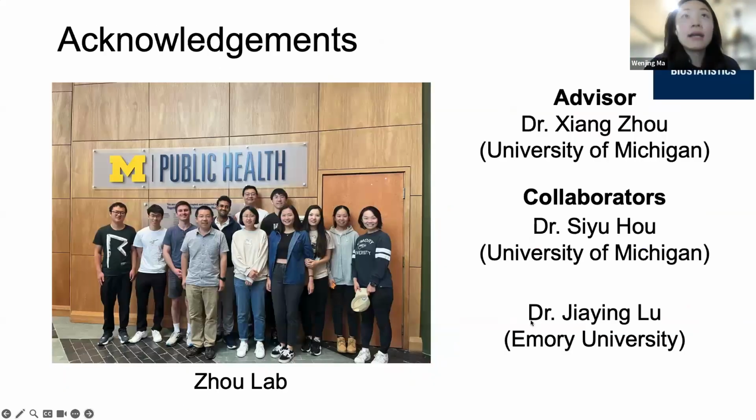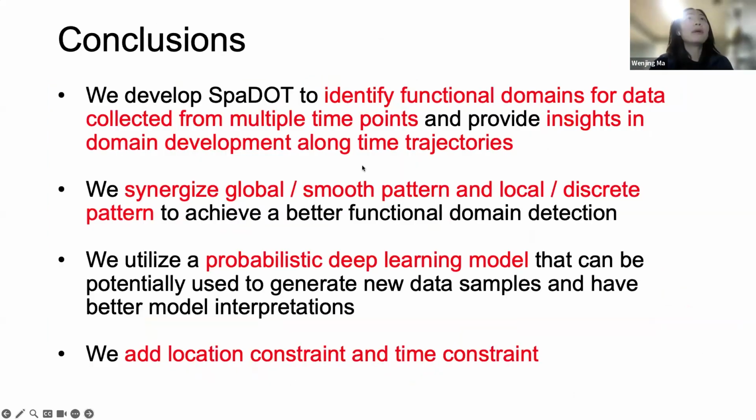So maybe in the end, I'll just go with a quick conclusion that we developed this spatial method to identify these functional domains for data collected from multiple time points, which is the spatial temporal setting, and we want to provide insights in the domain development along the time trajectory, either the disappearance or emergence or split. And we try to synergize the global and smooth pattern and also local descriptive patterns, either from the SVGP or from the GAT, to achieve better domain detection.